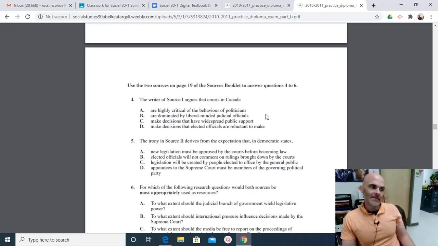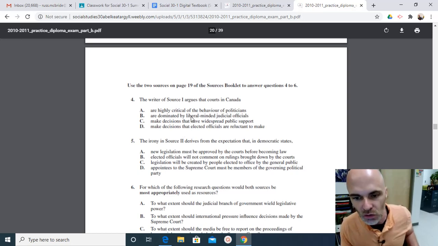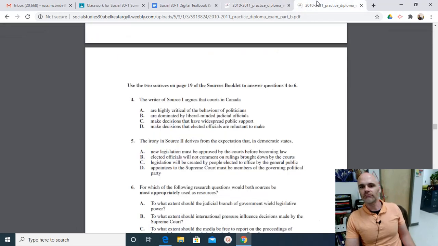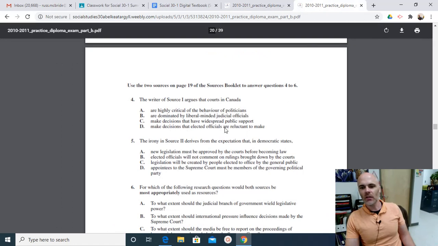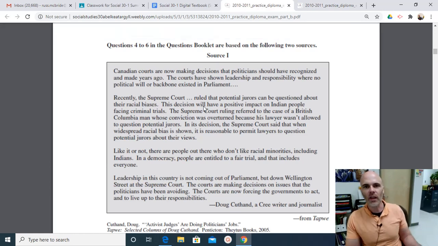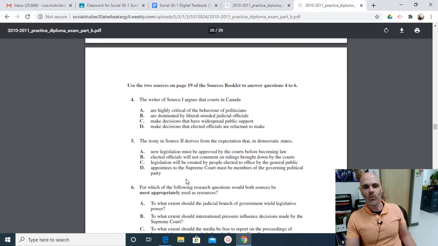Wow. We got 2 here that say make decisions. I'm not saying that that's a cue or anything, but I'm going to be looking for, are they talking about making decisions or are they talking about the nature of the politicians? Canadian courts are now making decisions that politicians should have recognized and made years ago. Make decisions that elected officials are reluctant to make. It's in the first sentence. The courts have shown leadership and responsibility where no political will or backbone exists in Parliament. And we're done. That was far too easy.